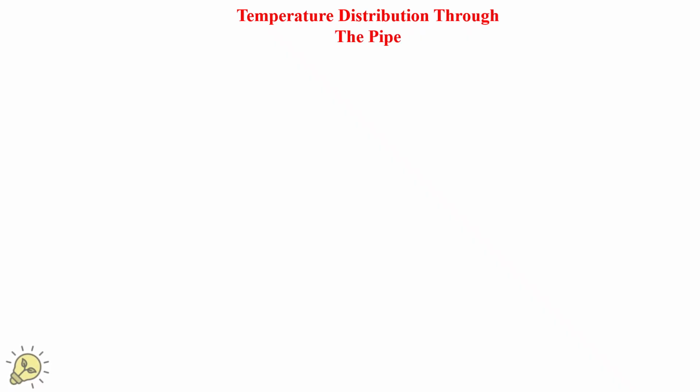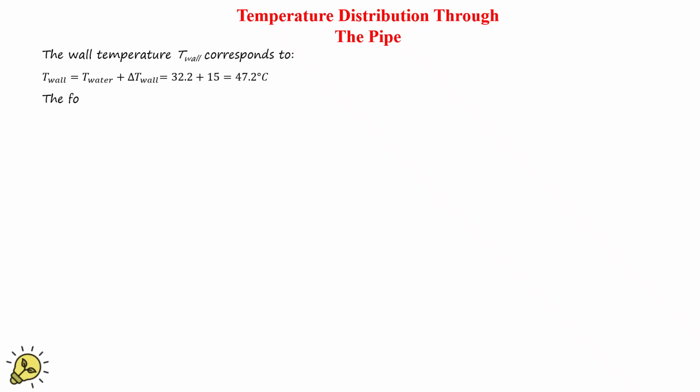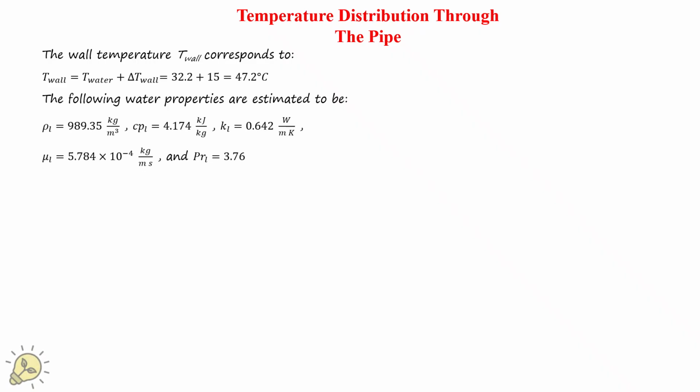And temperature distribution through the pipe should be calculated as shown. We have the wall temperature T sub wall equal to T water plus delta T wall, and it will be 47.2 degrees centigrade. Then we may calculate the properties at T wall: density, specific heat, thermal conductivity, dynamic viscosity, and the Prandtl number.